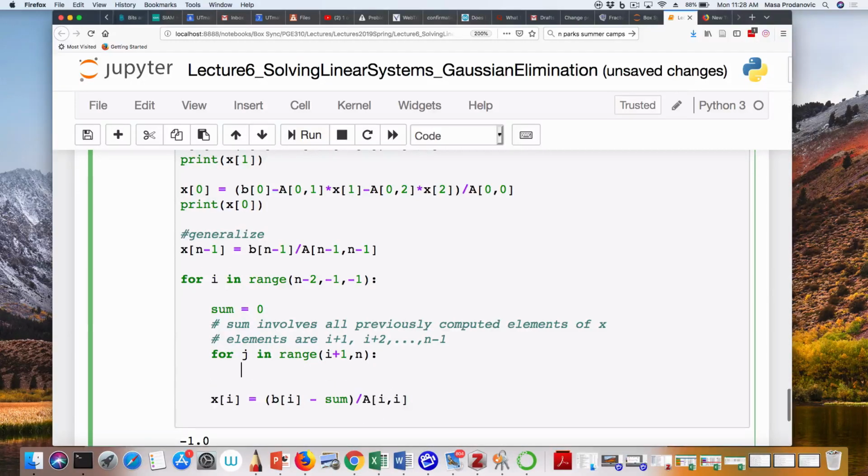So what am I adding to this sum? Some element of I, to be decided which one, times this x of j. So a summation element like this, that is in the same row as the x that I'm currently computing. And to correspond to x of j, it has to be in the jth column.